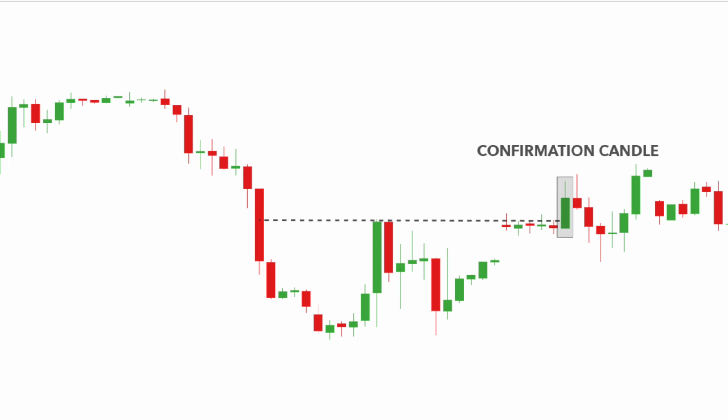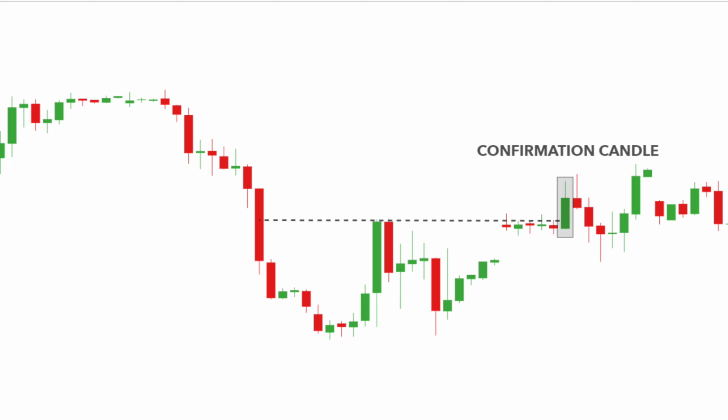Confirmation. The pattern is confirmed when the price breaks above the peak that formed between the two bottoms. This breakout signals a potential trend reversal, indicating that buying pressure may be increasing, and further upward movement is likely.